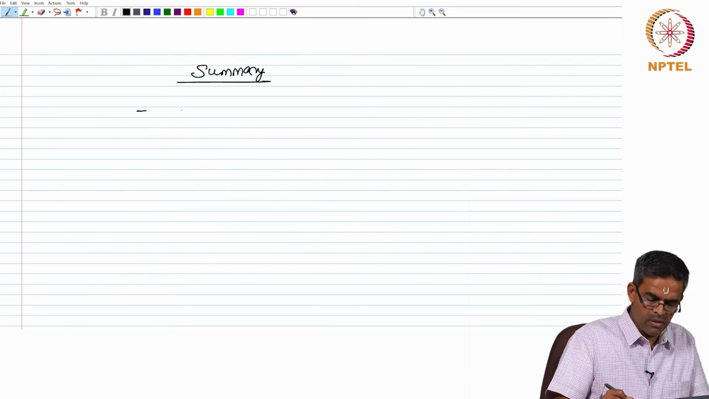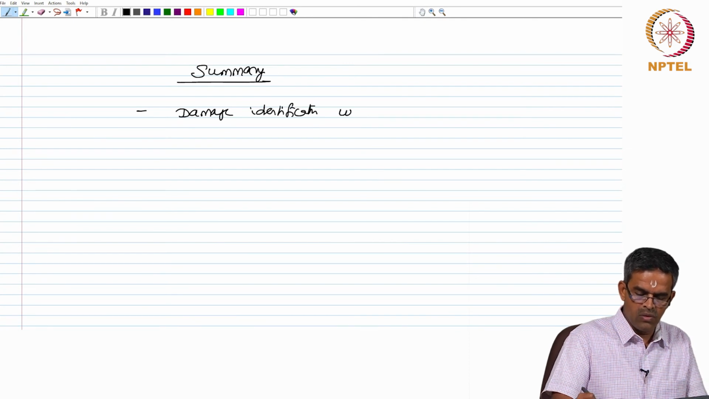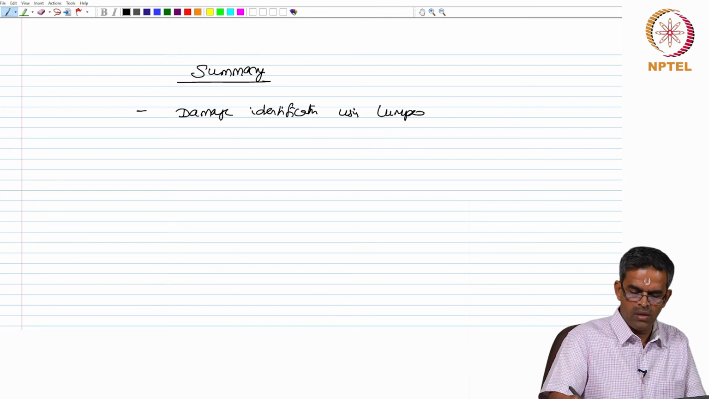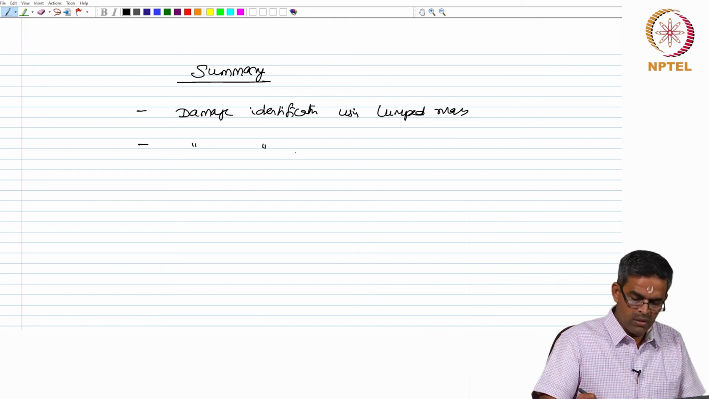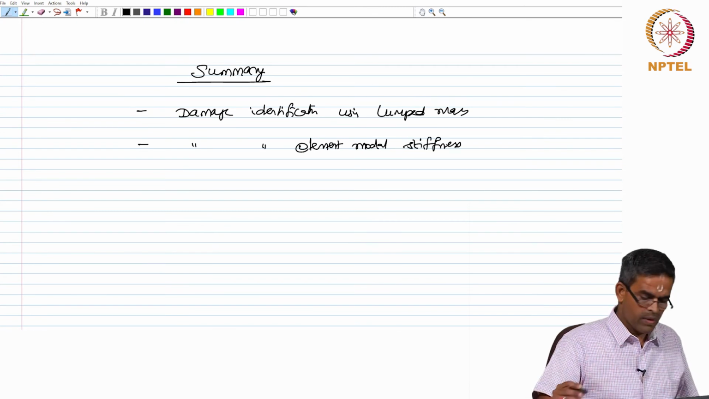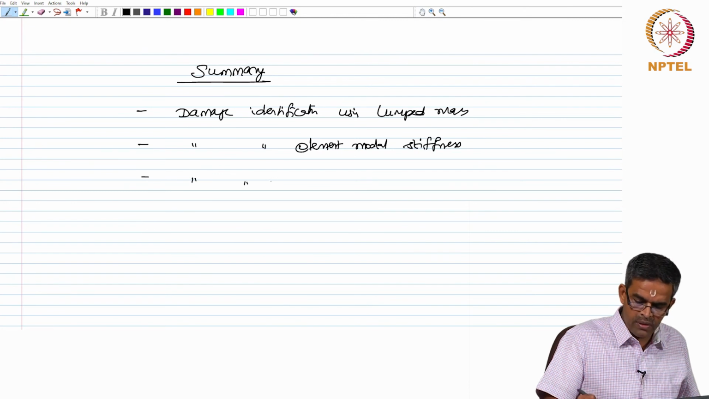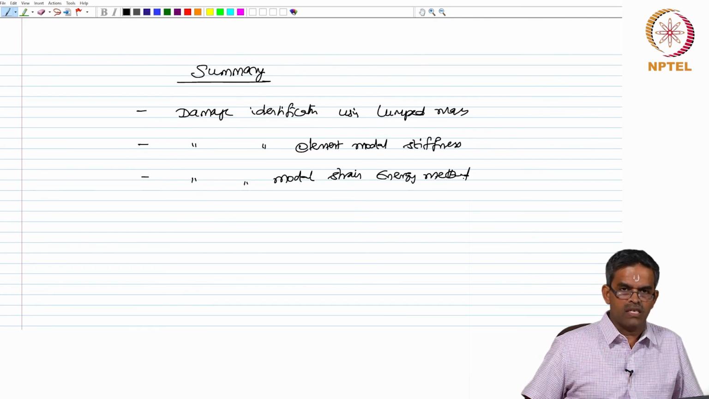In this lecture, we learnt how to do damage identification using lumped mass. We also learnt how to do damage identification using element modal stiffness. We have also learnt how to do damage identification using modal strain energy method. We will discuss the further methods in the next lecture. Thank you very much.